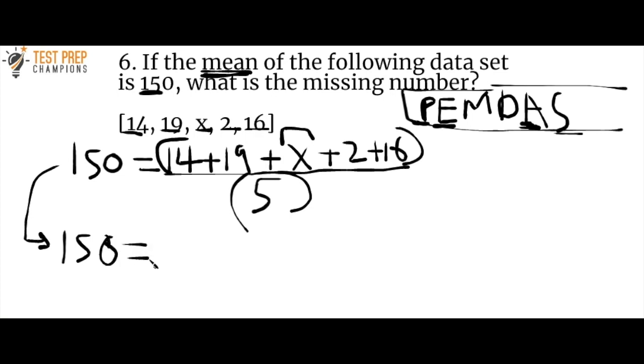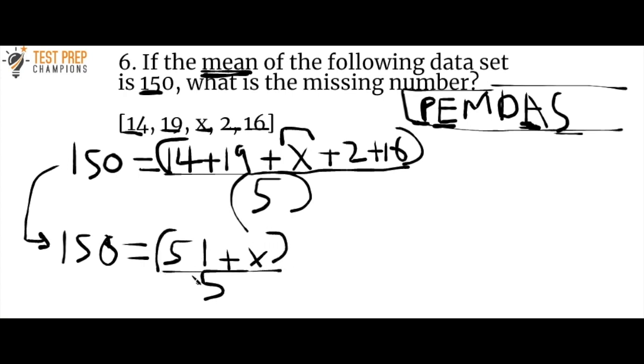Sometimes I can't talk right, but hopefully I can talk right for the rest of this question. So we've got 150 equals 51 plus x divided by 5. So hopefully you guys are really smart, so I'm sure you're following. But if you weren't able to follow that, all I did was I did 14 plus 19 plus 2 plus 16 in my calculator. That was equal to 51, and we still have plus x here. All right, and so we're dividing by 5.